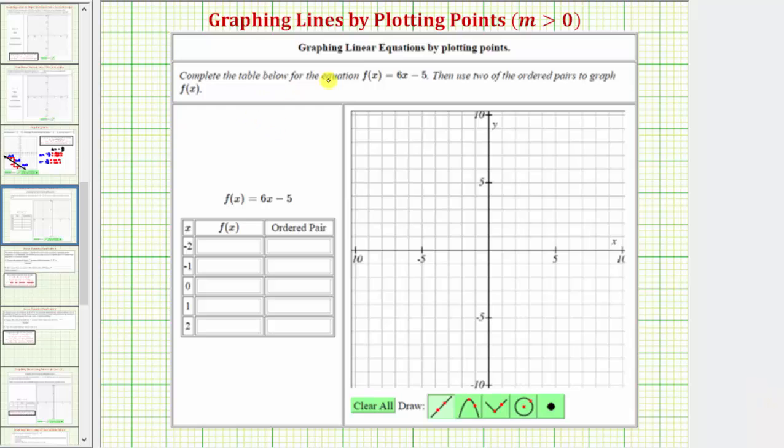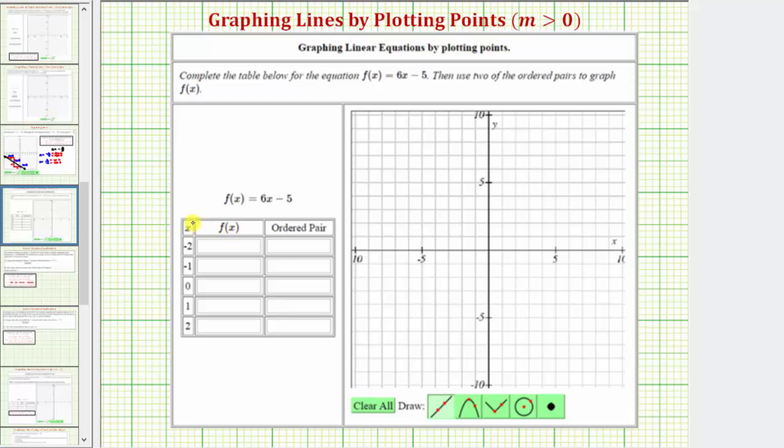We'll have to complete the table below for the equation f(x) = 6x - 5, then use two of the ordered pairs to graph f(x). Looking at the table, in the first column we have the x values or inputs, in the second column we have the function values or function outputs, and in the third column we have the ordered pairs.